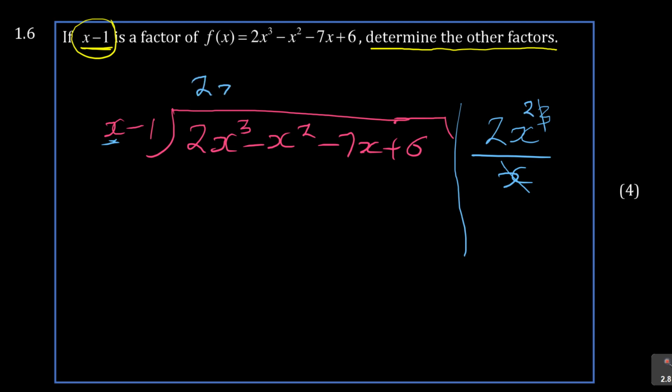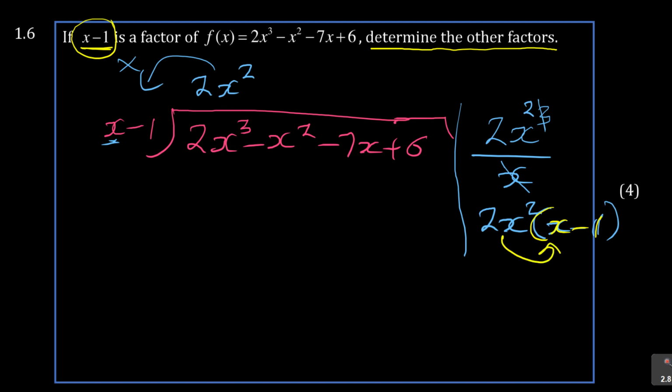It's 2x squared. Then this multiplies in this direction. So it will be 2x squared, bracket, multiplying everything there, which is x minus 1. So how does it multiply? 2x squared times this, you get your 2x cubed. And then 2x squared times that is minus 2x squared. This is what I'm going to write down here, which is 2x cubed minus 2x squared.